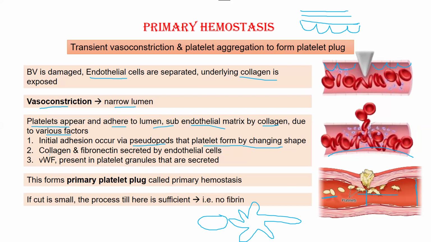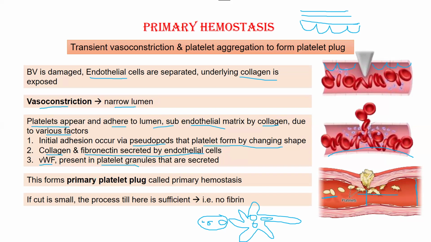Second thing, the collagen, and there is this fibronectin that is being secreted by the endothelial cells. These two things will also cause stickiness in the platelets. The third thing is von Willebrand factor, a very important factor that is present in the platelet granules. So basically, these platelets have granules inside them, and these granules are being secreted at the site of injury.